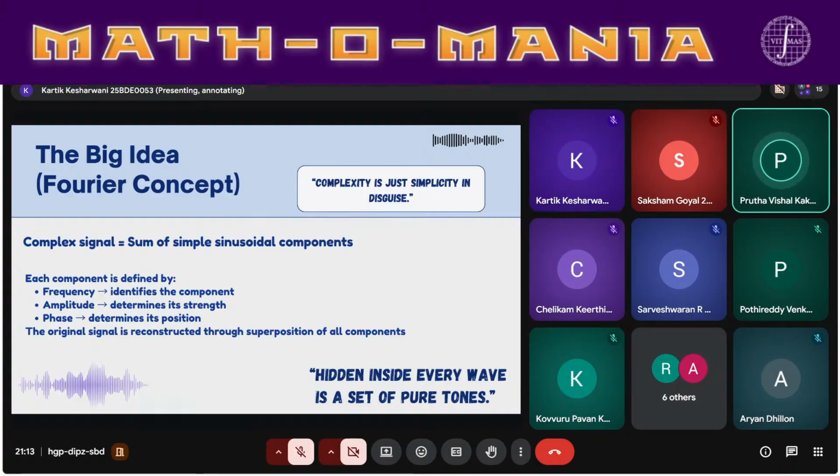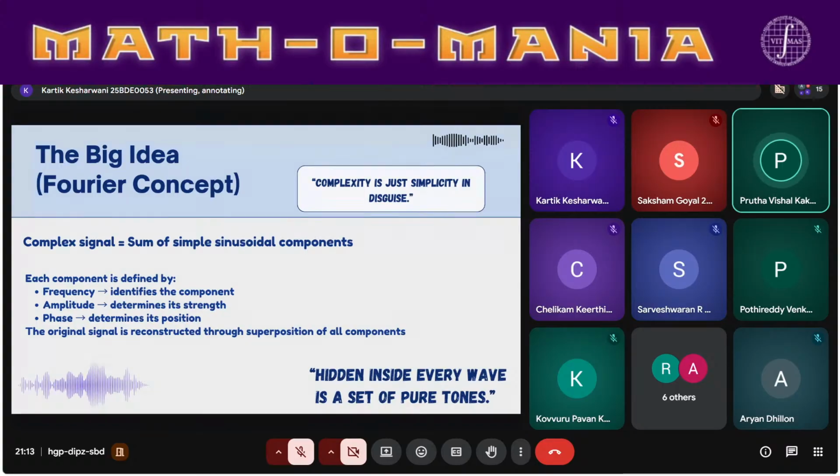Another important idea here is the concept of superposition. This means that multiple simple waves can be added together to form a complex wave. And interestingly, the reverse is also true. A complex wave can be broken down into those simpler components.